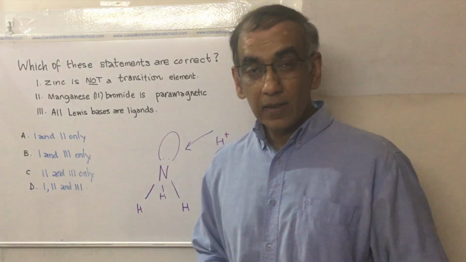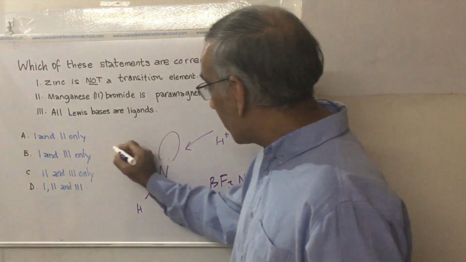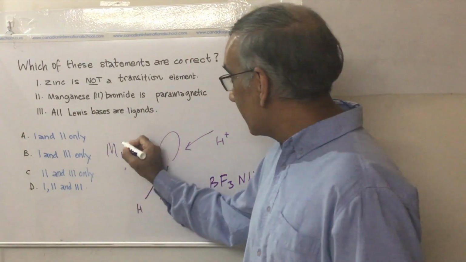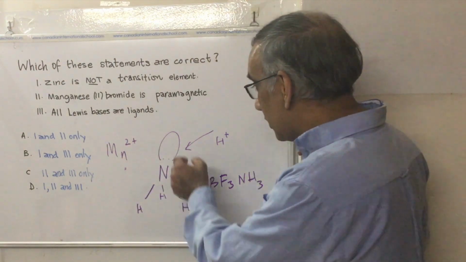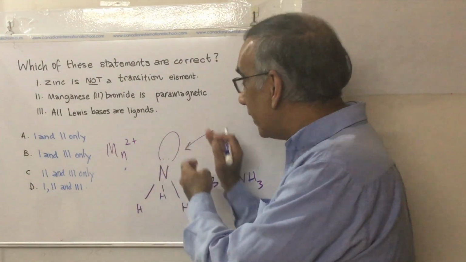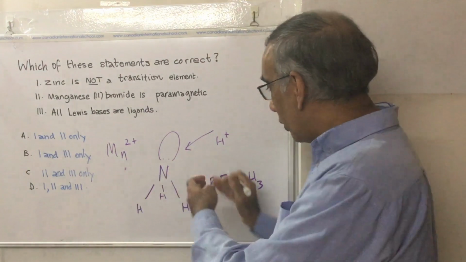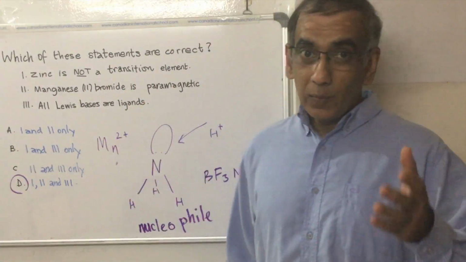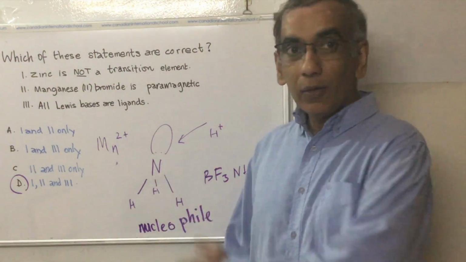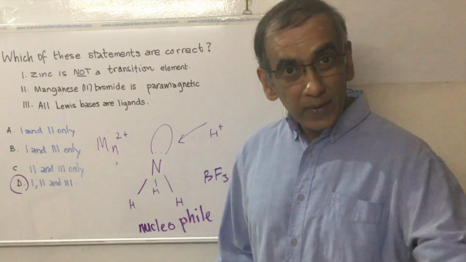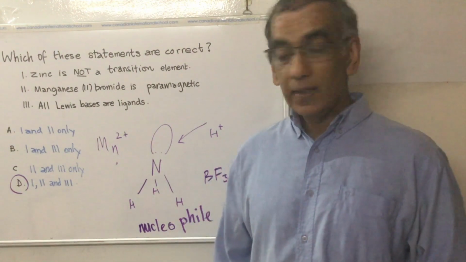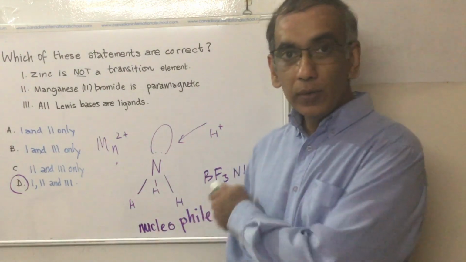But ligands also, when they form complexes with transition metal elements like manganese, these ligands need to have lone pairs to donate to these transition metal ions. So ligands and Lewis bases both need lone pairs to donate. And while we're at it, we should note that the word nucleophile also applies to ammonia, and in fact all Lewis bases can function as ligands, and they are also nucleophiles.